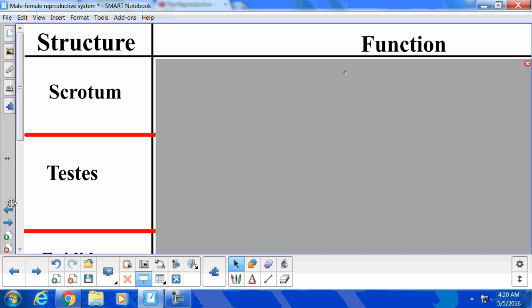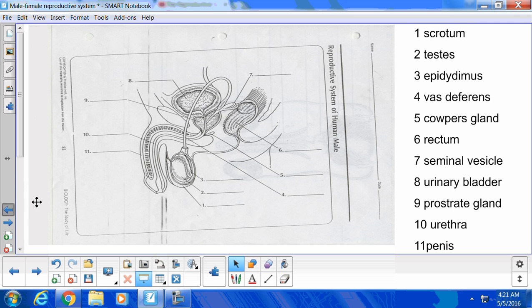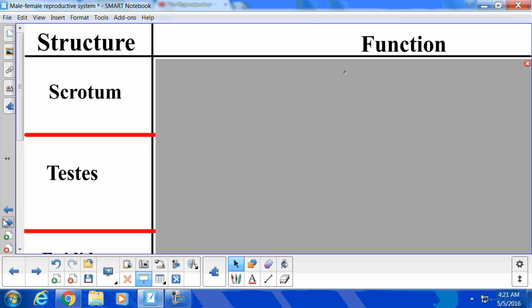So the scrotum is the sac that the testes are located in, so it's down here. We labeled that as structure 1. An important function of the scrotum is obviously to hold the testes or the testicles, but more importantly, it also allows for optimum sperm production.